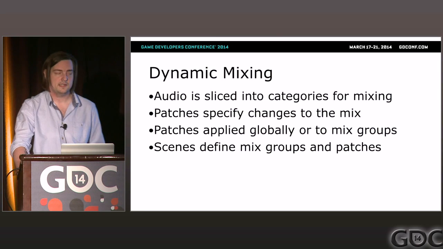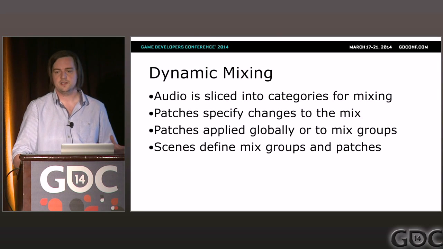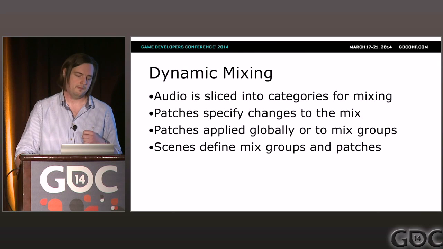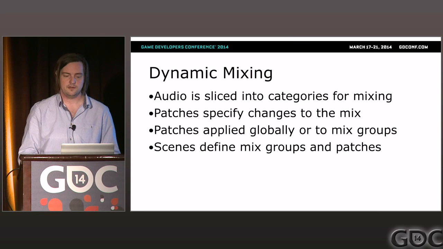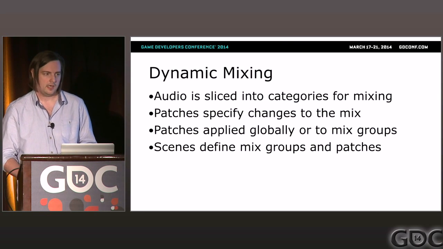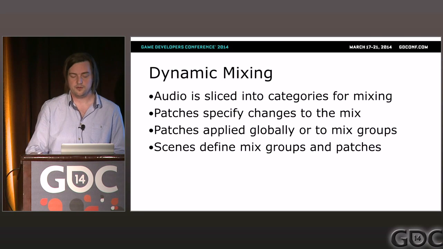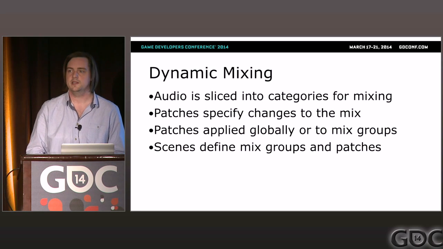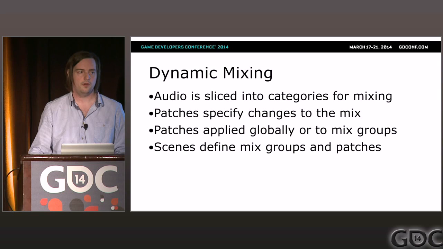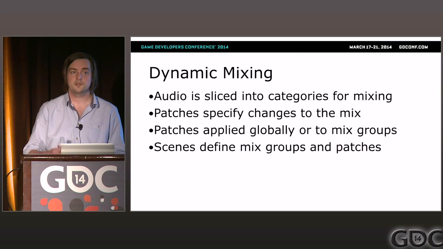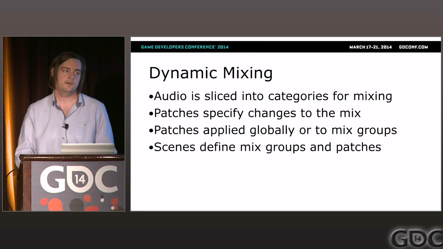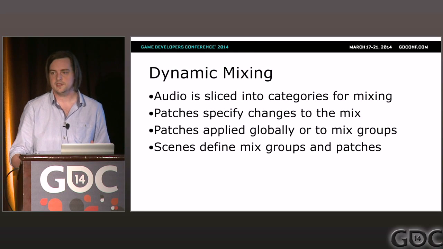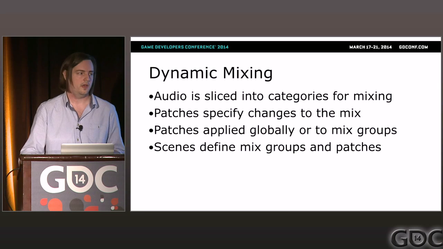Our static mix is applied to categories, so we slice sounds up into categories and mix those. They're arranged in a hierarchy, so volume cascades down to child categories. And once we've got our static mix, we can create mix patches which apply offsets to these categories. These patches can either be applied globally to the whole game, or we can apply them to groups of entities, which is great from a mission point of view. In a car chase, for example, we can mix the player car, an enemy car, and ambient traffic completely independently.